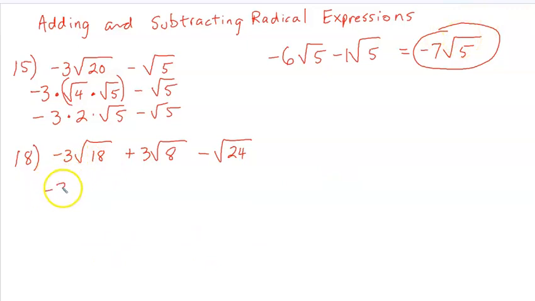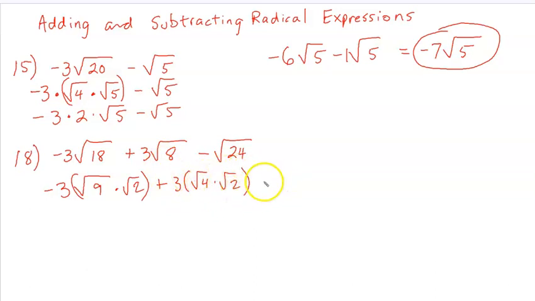Number 18, I'm going to write the square root of 18 as the square root of 9 times the square root of 2, because I can simplify the square root of 9. With the square root of 8, I'm going to represent that as the square root of 4 times the square root of 2, because I can simplify the square root of 4. And then for the square root of 24, I'm going to do the square root of 4 times the square root of 6. All right, so negative 3 times 3, square root of 9, times the square root of 2.